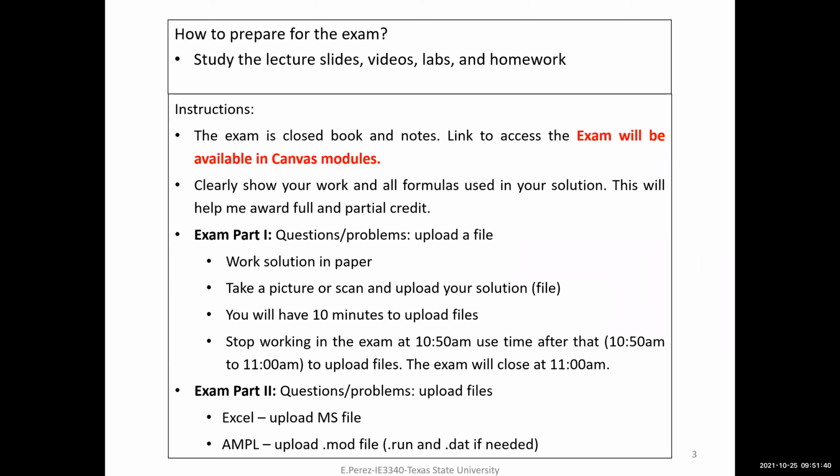Clearly show your work and formulas used in your solutions. This will help me award full and partial credit. So, exam part 1 will be questions and problems.